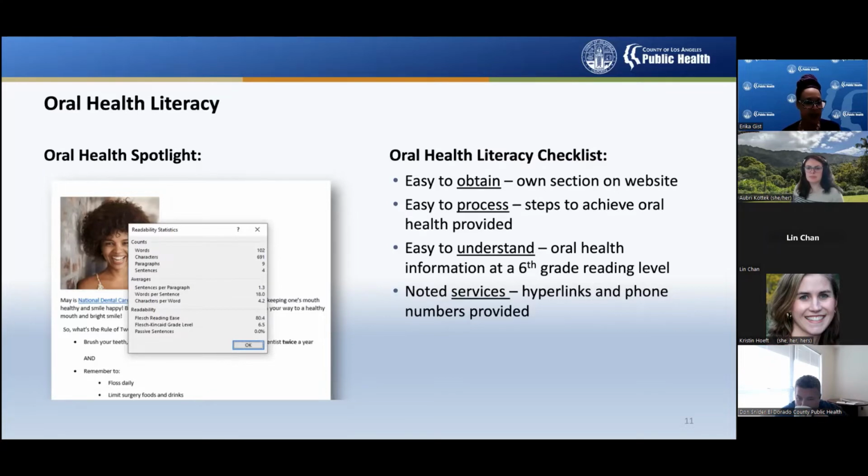So this information is easy to obtain, process, and understand, and I also have provided hyperlinks so individuals can easily click, but if they don't want to click, they can also call. So I also incorporate phone numbers on the resource as well.